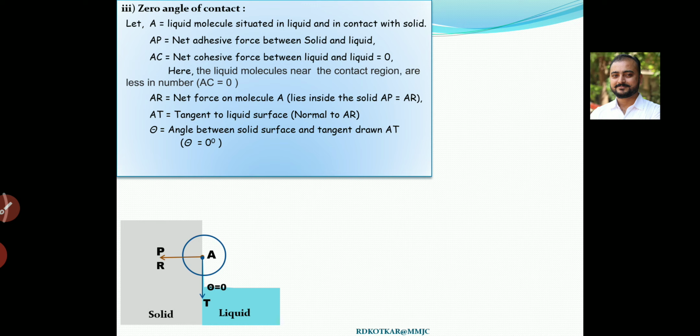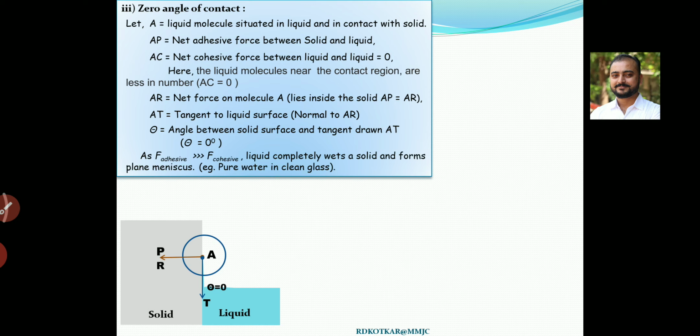Everyone knows theta is the angle of contact, and it is defined as the angle between the tangent drawn to the free surface of liquid and the solid surface at the point of contact, which is measured from inside the liquid. So here the liquid level lies in such a way that the tangent is parallel to the surface of solid, and so we can say the angle between the tangent drawn and the solid surface is equal to 0.